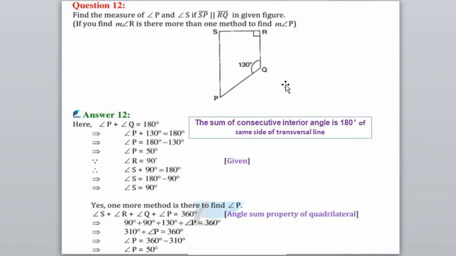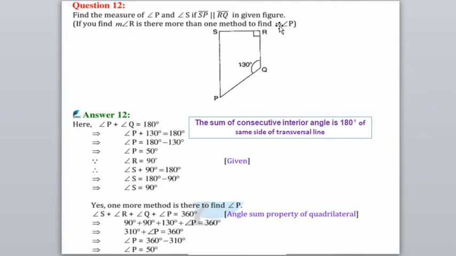Then question number 12. In question number 12 it is given, find the measure of angle P and angle S if SP is parallel to RQ in the given figure. If you find measure of angle R, is there more than one method to find measure of angle P?